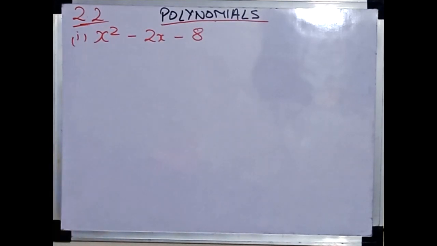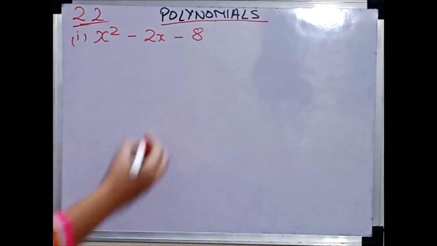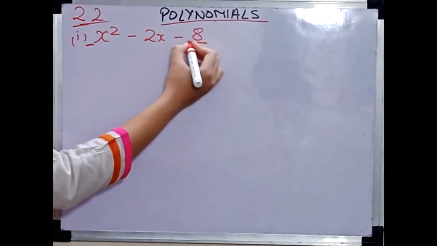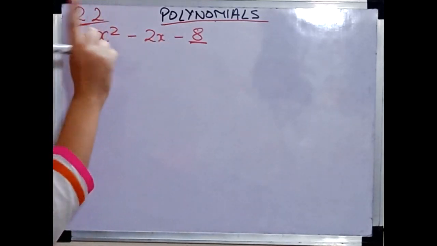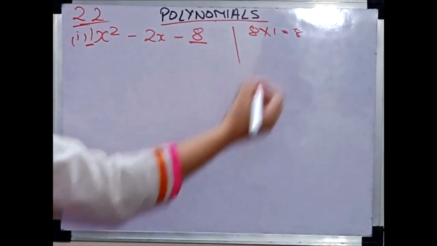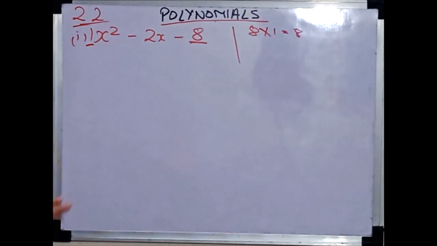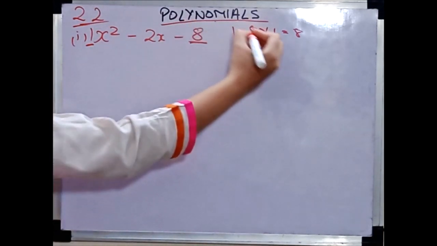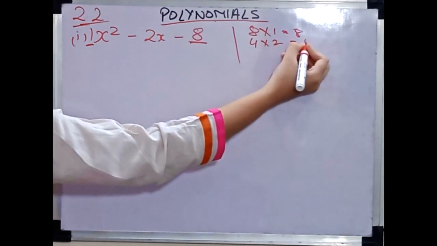We already did this. If you have any kind of confusion, you can just go back and watch that video. It's a small but full-fledged video about polynomials, class 10th, with all the things you need to know. Here, first you will multiply the coefficients. Here it's 1 and 8, so 8 into 1 is equal to 8. Now you have to split it in such a way that it comes to be minus 2. The easiest way I remember is 4 into 2 is equal to 8.